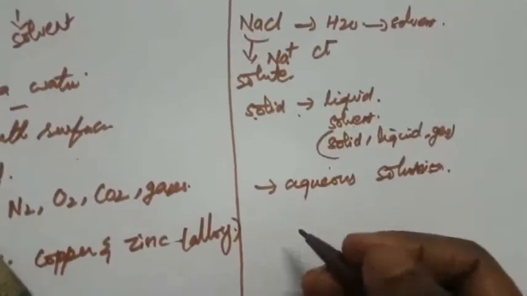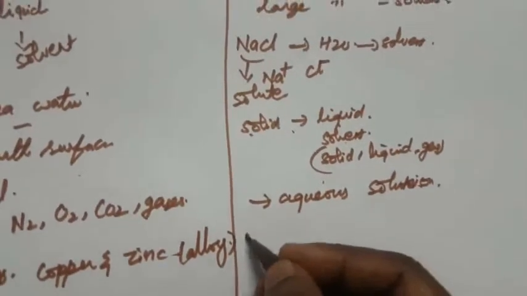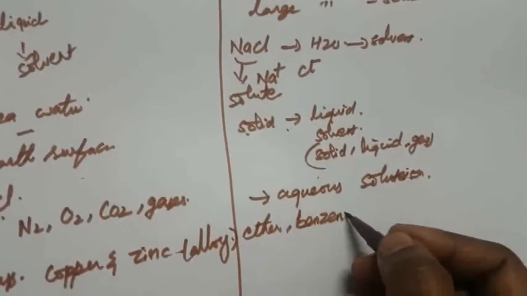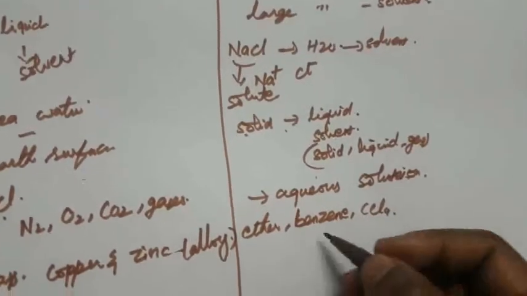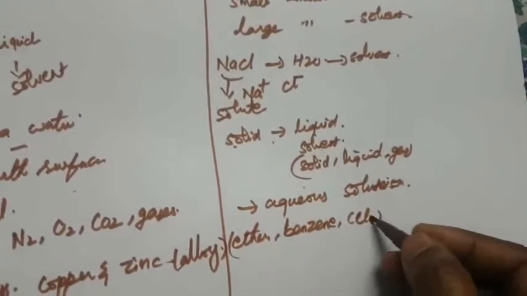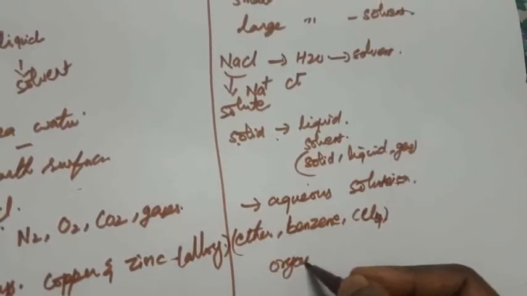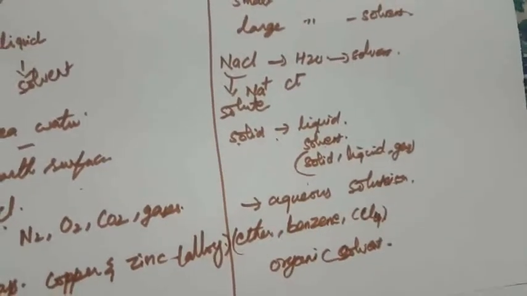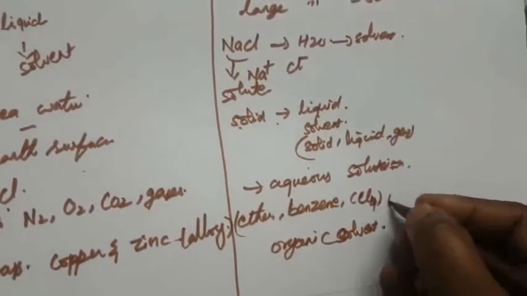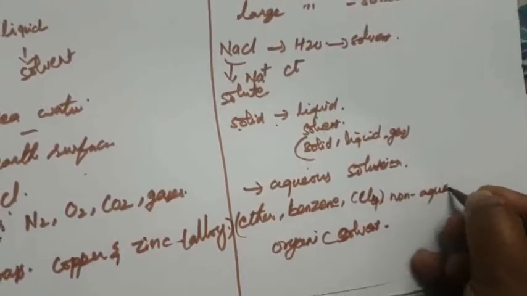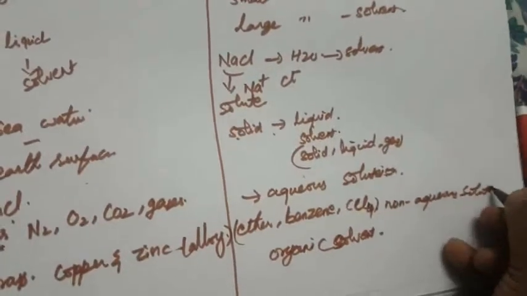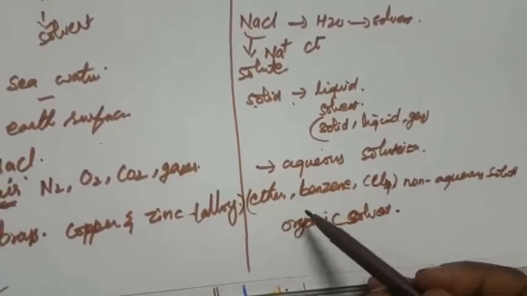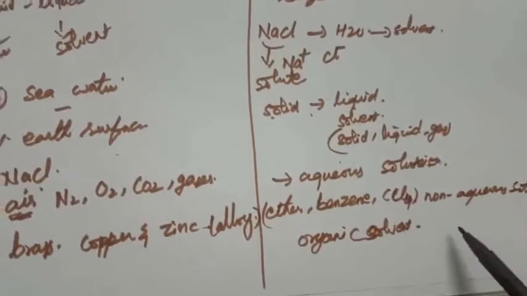Suppose organic solvents, for example: what are the organic solvents? Ether, benzene, carbon tetrachloride, CCl4. These are called organic solvents. If solvents other than water are used, that is called a non-aqueous solution. What is an aqueous solution? A solute dissolved in water is called an aqueous solution. A solute dissolved in an organic solvent such as ether, benzene or carbon tetrachloride is called a non-aqueous solution.